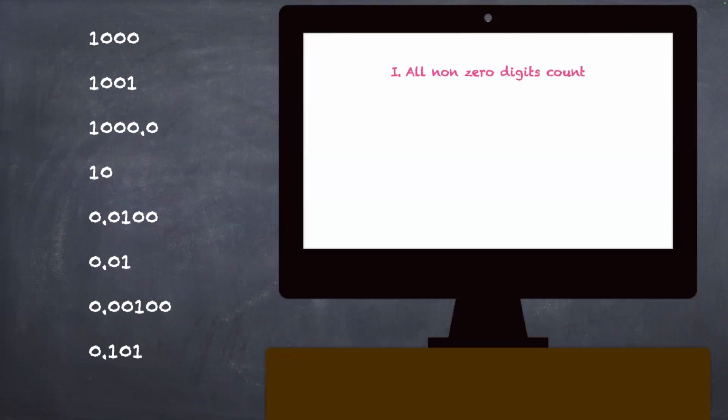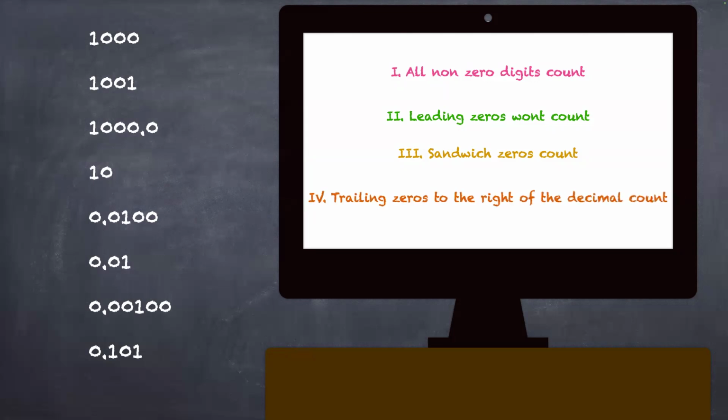First rule is that all non-zero digits count. Second one is leading zeros won't count. Third rule is sandwich zeros count. For me, sandwich zeros are the zeros considered to be between some non-zero digits. So for example, in 1001, the zeros in between are considered sandwich zeros. That's what I'm referring to. And then fourth rule is trailing zeros to the right of the decimal also count.